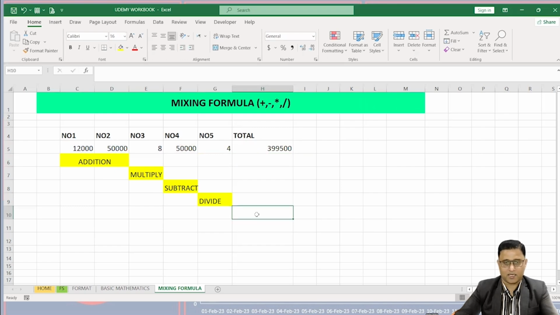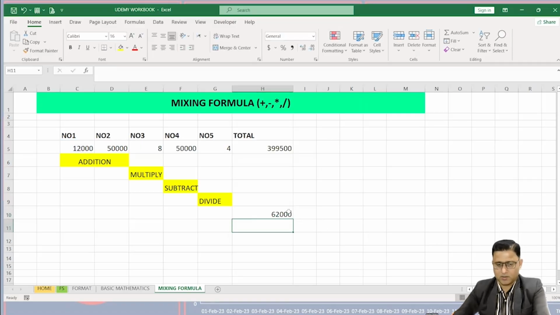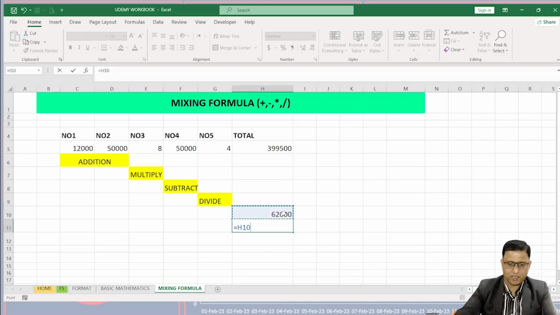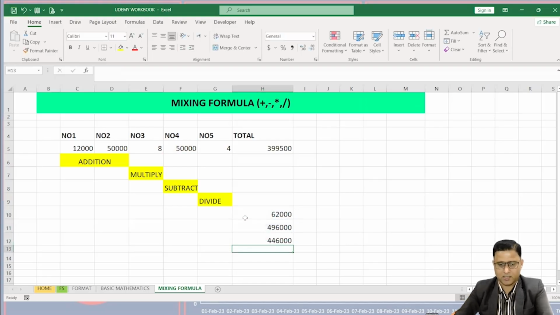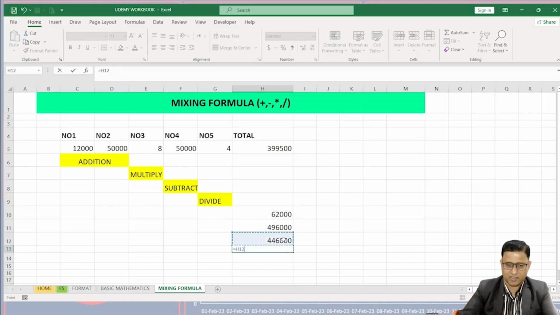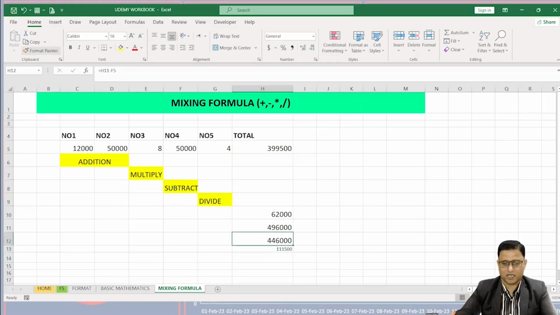Now let's verify it individually. Equal to first number plus second number. The resultant will be multiplied by this number. The resultant will be subtracted by this number. And the resultant will be divided by this number. So finally, the result that we are having will be this one. Okay, not this one. Now, how is this going to work?